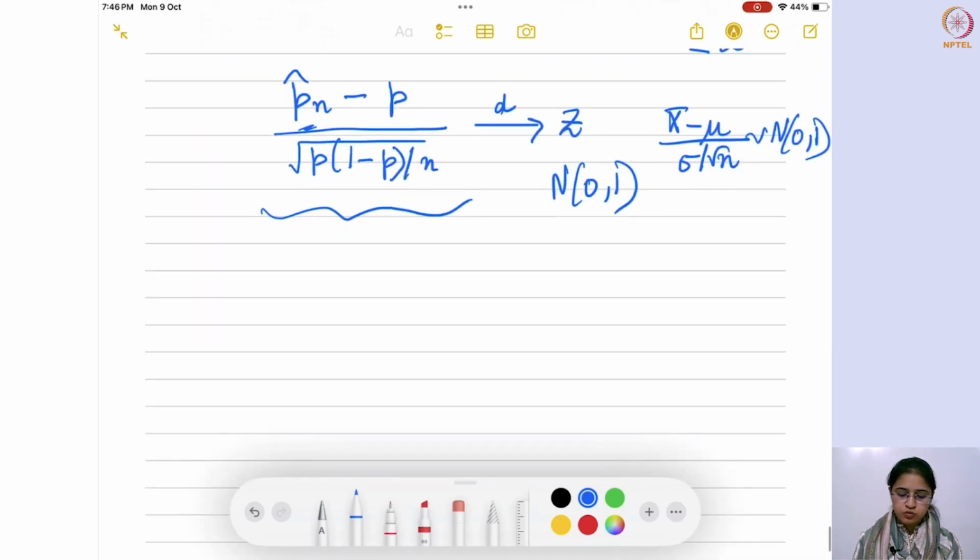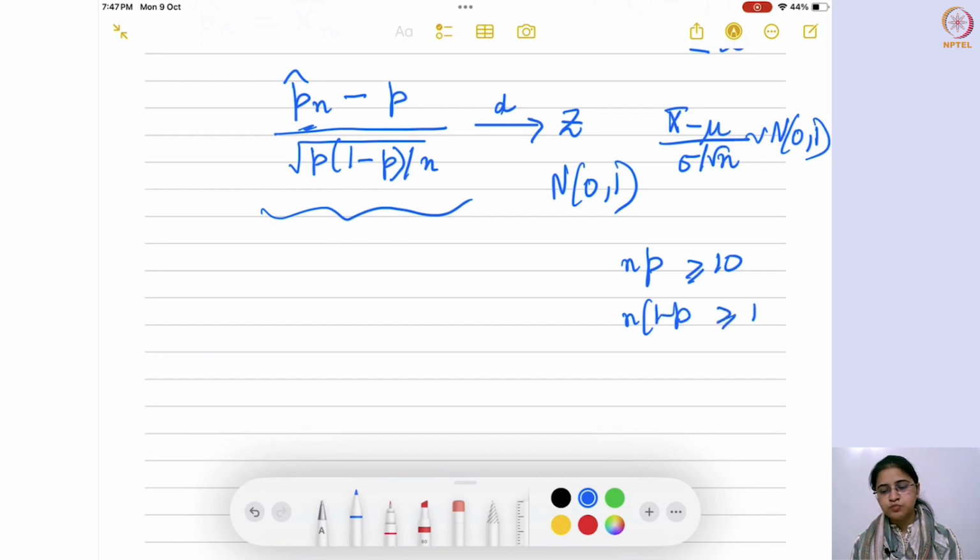Now for this result to hold true, we have two conditions. In general it is mentioned that np should be greater than 10 and n(1 minus p) should also be greater than 10. In some places you will find that instead of 10 they consider the criteria as 5. So np should be greater than 5 and n into (1 minus p) has to be greater than 5. If these two conditions are satisfied, then you can use this approximation.